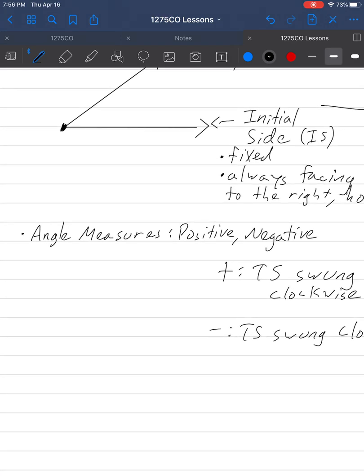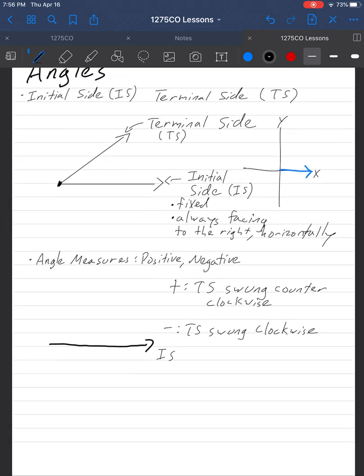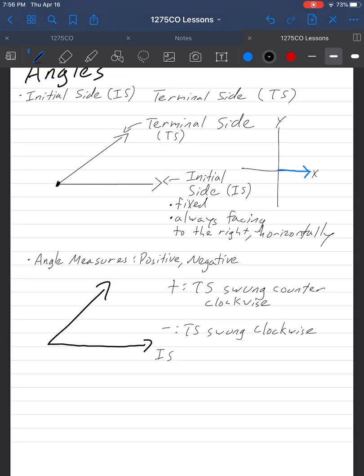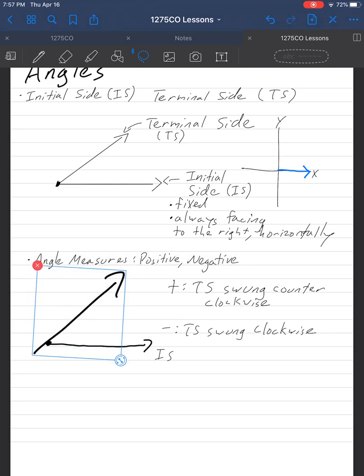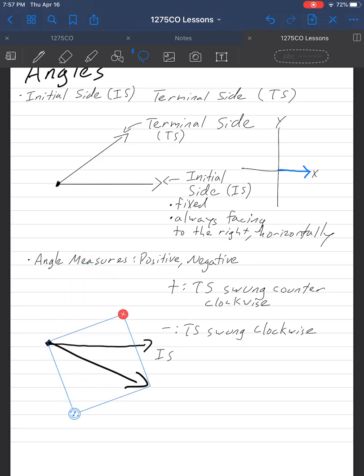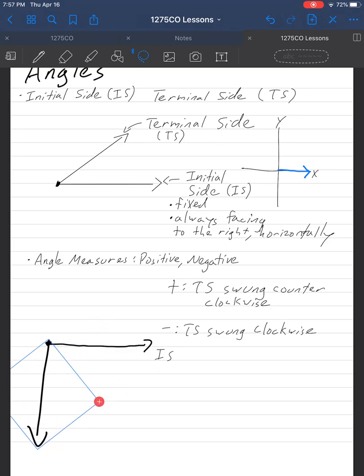Once again, if we draw a ray pointing straight to the right, this is the initial side of an angle. If we think about a ray that is pointing anywhere else, but coming from the same point of origin, then this is going to be the terminal side, and it can be rotated, again, like the hands on a clock. Based on the degree measure, it will stop somewhere. The measures of angles are going to be measured in degrees or radians. We'll talk about radians later.